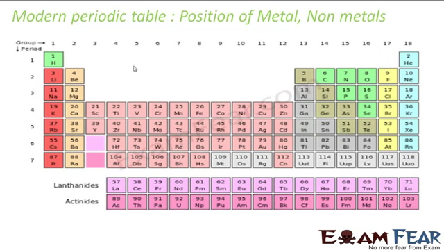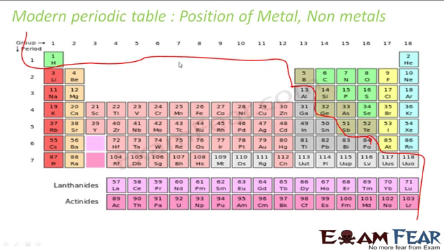So if you see here, all these are metals. Everything on the left hand side is a metal, so most of them are metals except this one. All these are metals. Hydrogen and these are non-metals.